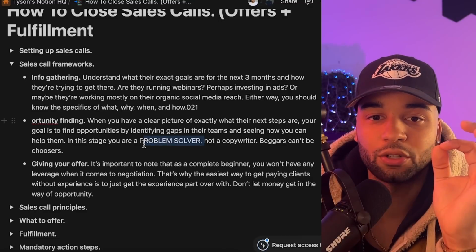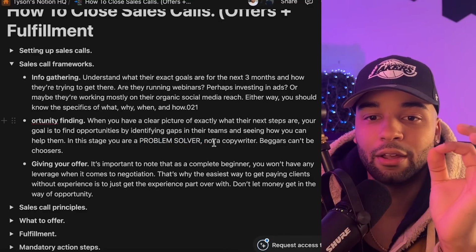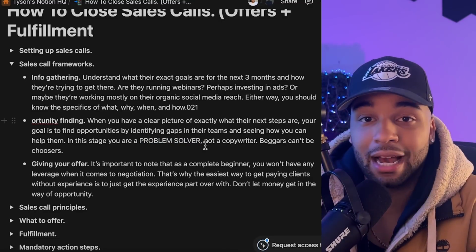You're not going to be able to negotiate a high pay, negotiate your terms, negotiate exactly what you want to do. You have to show up and just help them. That is what your main priority should be, because focusing on experience over money here is what's really going to allow you to have that longevity and make a lot of money as a copywriter.